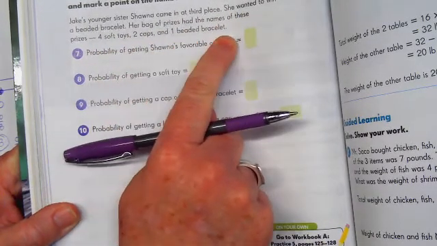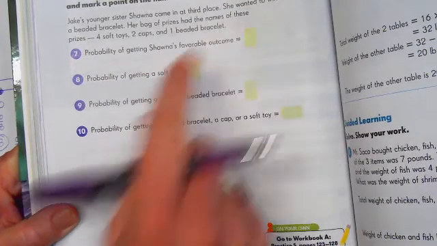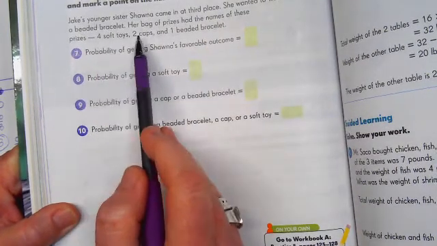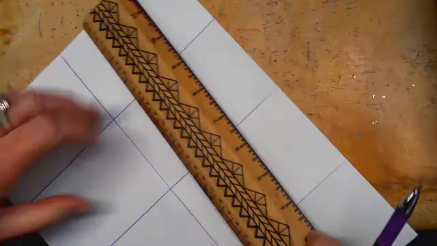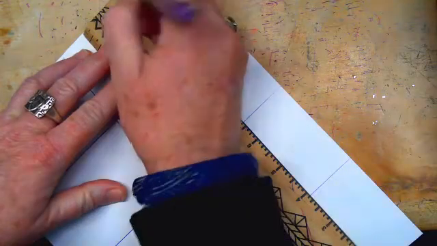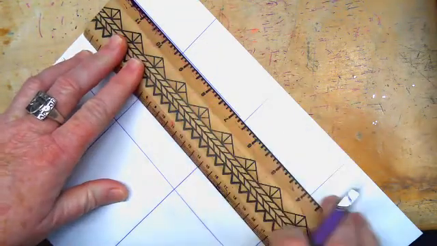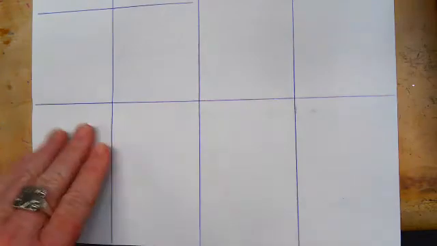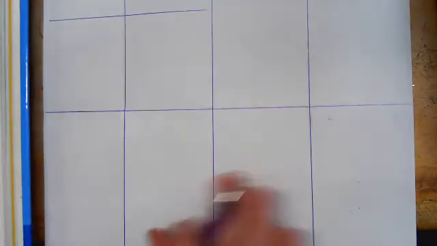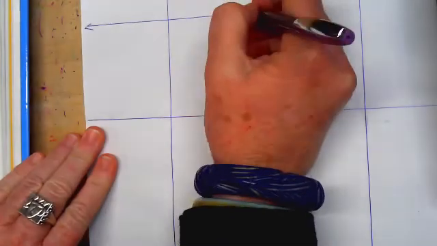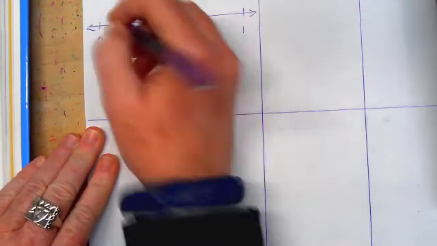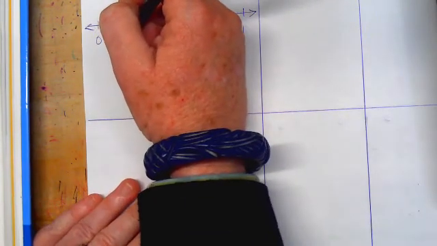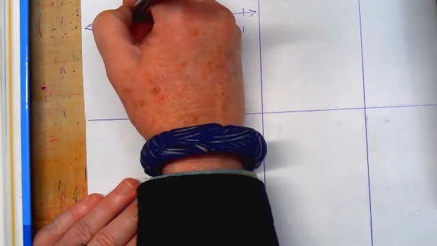Jake's younger sister, Shauna, came in at third place. She wanted to win a beaded bracelet. Her bag of prizes had the names of these prizes: 4 soft toys, 2 caps, and 1 beaded bracelet. So, how many total do we have? 4, 5, 6, 7. So, our little chart we're going to make on the back, let's make a number line that goes from 4, 5, 6, 7. That's an odd number of prizes.